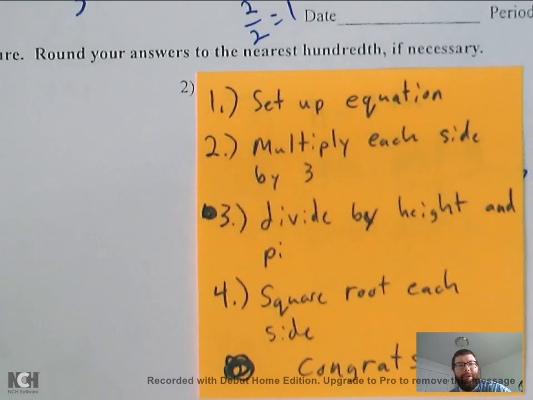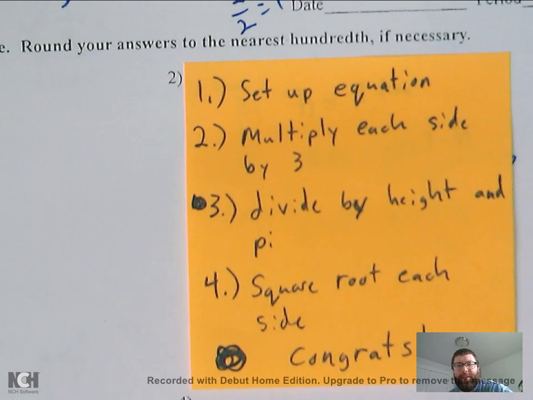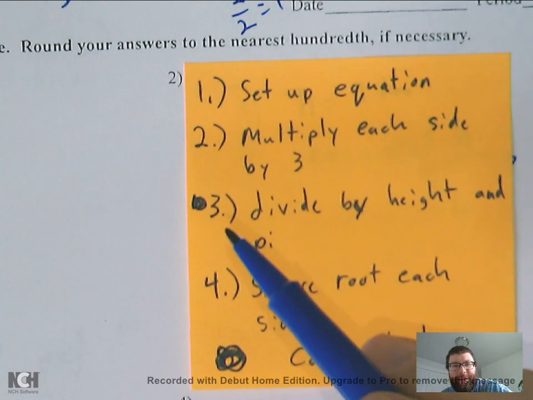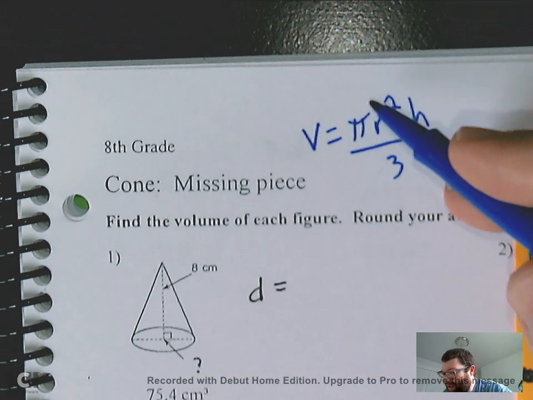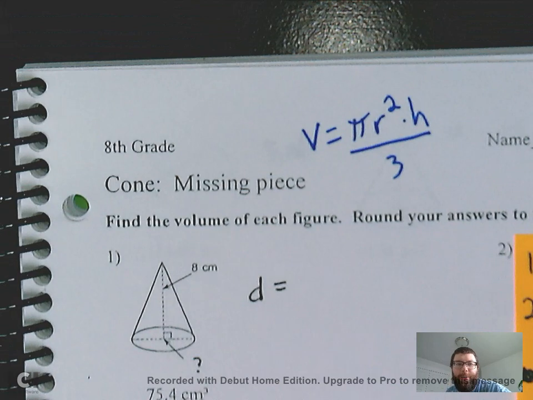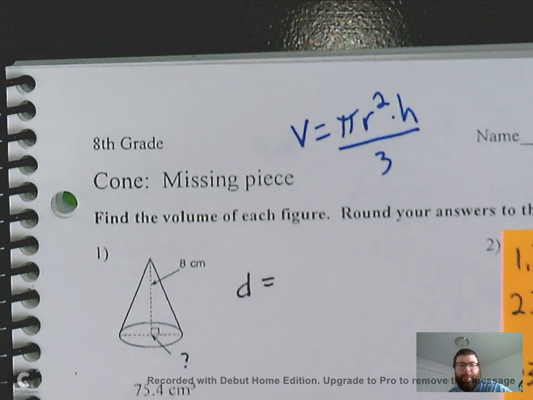These are the steps we're going to go through. The first step is to set up the equation. Next step is multiply each side by 3, the same as when you're solving for the height. This is where it starts getting different. The next step is you divide by the height and pi. So move those to the other side, and then you have to square root because you have to undo this squared in order to figure out what the radius was. And then if a diameter, I should probably write that on there.